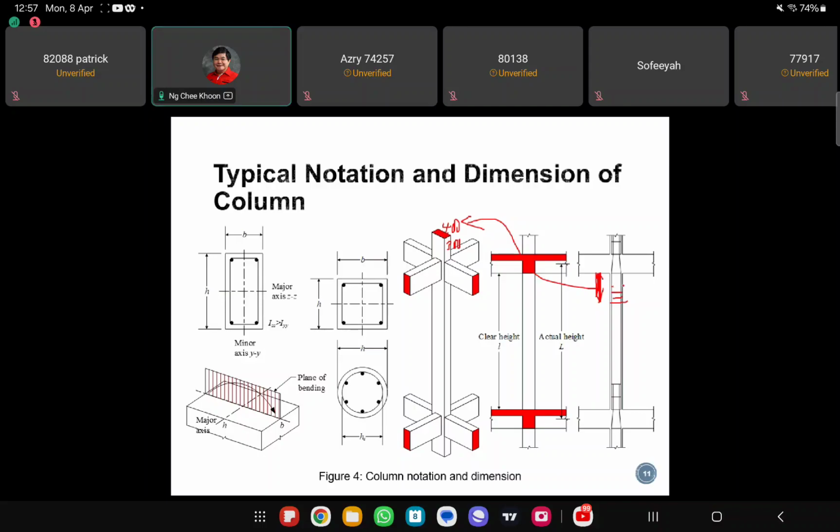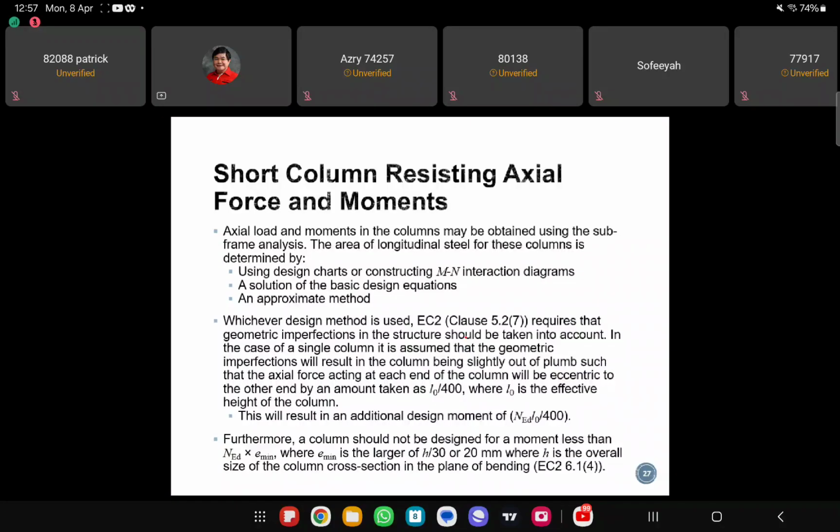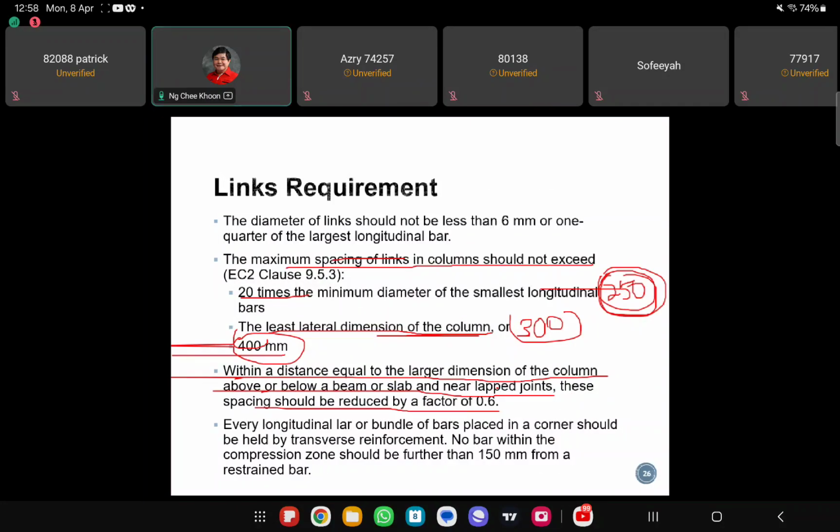spacing must be smaller. Normally it's 0.6 times of this one, and the bottom is also the same. This one is 400 mm, and this one is also 400 mm. So within this region here, you must have a link spacing of only 0.6 times of what you have here. So this is what it means by that expression, reduce by a factor of 0.6.